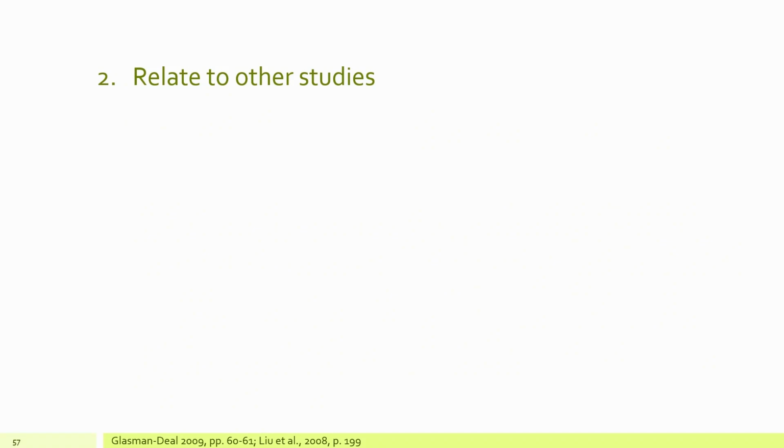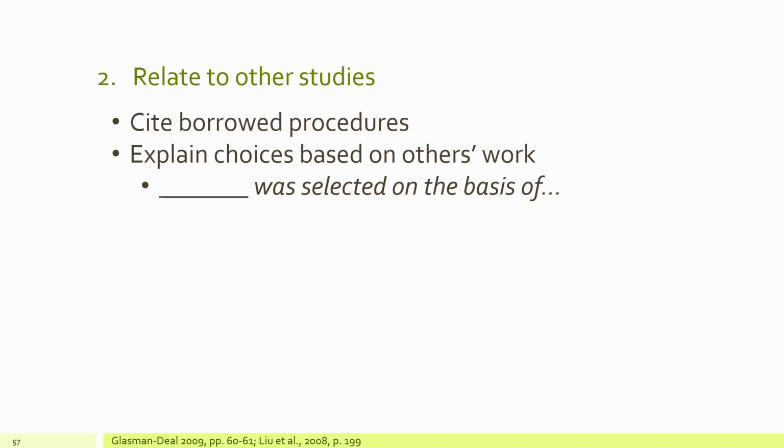Relating to other studies can occur at any relevant spot in the section. It may appear near the beginning as a way of establishing the context for your methods, for example, if your methodology substantially builds on someone else's work. Other choices may have been influenced by others' work, such as an example that Glassman-Deal gives of choosing a study location based on previous researchers' validation of that spot. So you should cite other studies for any material, procedure, or technique that was borrowed from, influenced by, or validated by other researchers. This not only provides credit where it is due and prevents plagiarism, but it can also help to justify your choices.